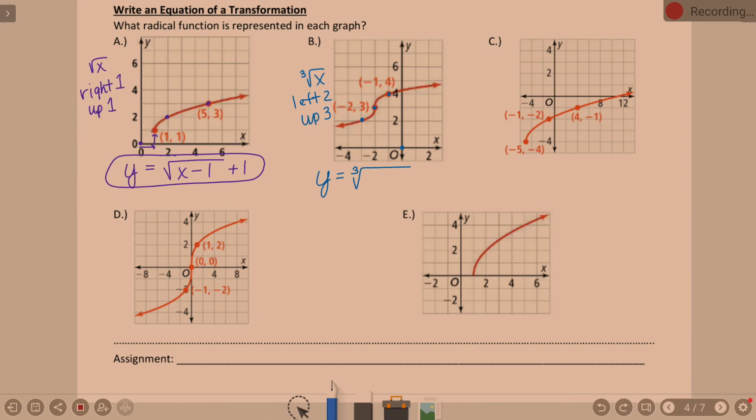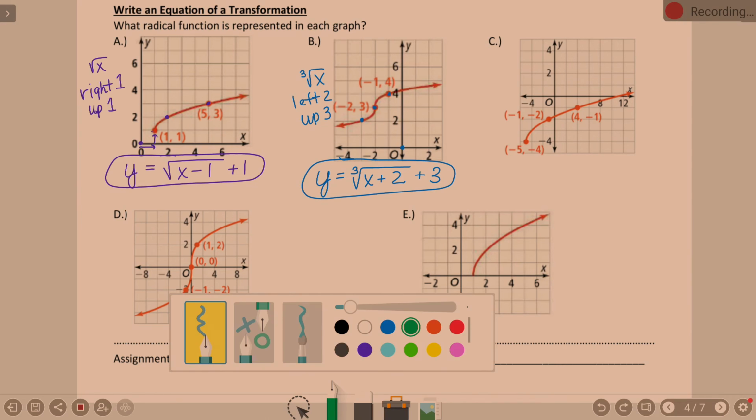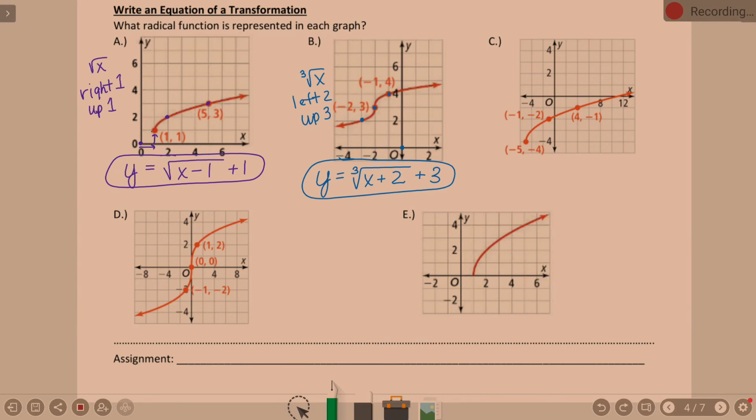Cube root of x. Plus 2 should be plus 2 because it's the opposite, right? Officially it'll be plus 2 since we're going left 2, and then up 3, plus 3. If we're going left to right, use the opposite sign. Awesome. Okay, move along.